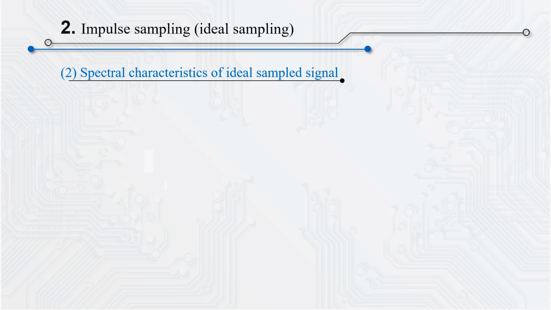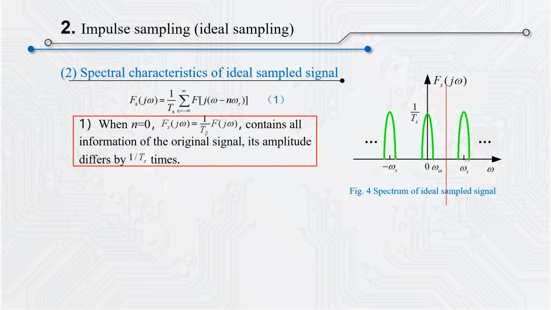By observing the spectral characteristic of the sampled signal, we can find that in Formula 1, when n is equal to 0, obviously the spectrum of the sampled signal Fs(jω) is equal to 1 over Ts times F(jω), which means that in the first period from minus ωm to ωm, the spectrum Fs(jω) of the sampled signal is equal to 1 over Ts times the spectrum of the original signal F(jω). It contains all the information of the original signal.